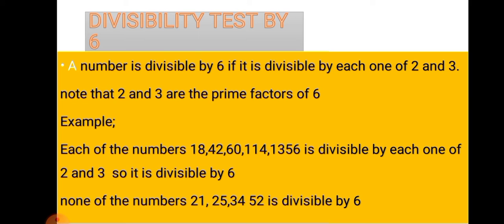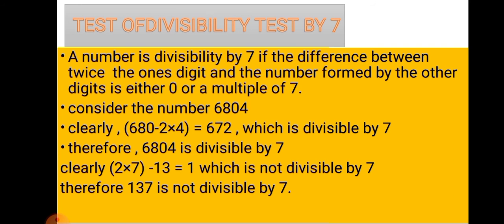So see here, you can see the example. Each of the numbers 18, 42, 60, 114, 1356 is divisible by each one of 2 and 3. So it is divisible by 6. If it is divisible by 2 and 3, then the given number is divisible by 6 also. Clear?